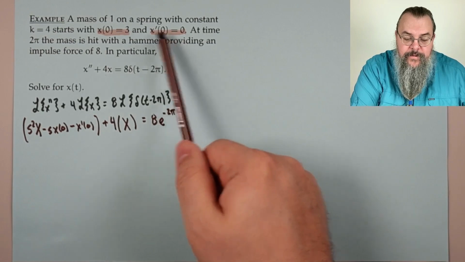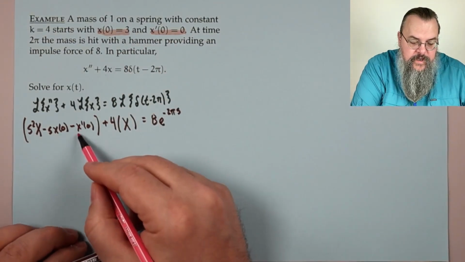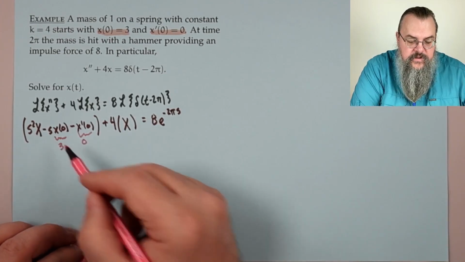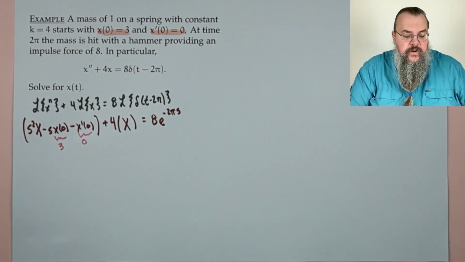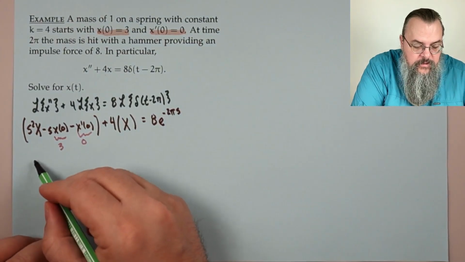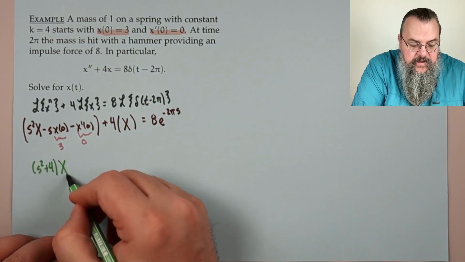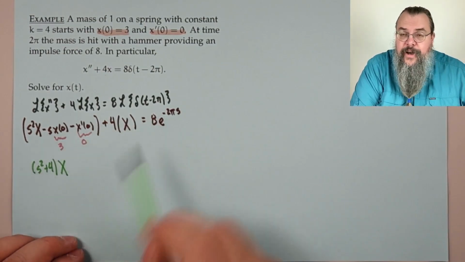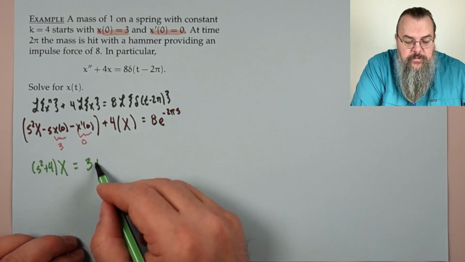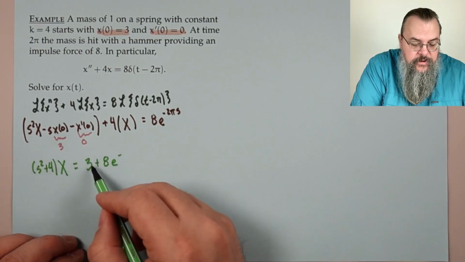All right, good. Well, plug in what we know. We know x prime, we know x(0). So we have that x prime(0) is 0, and x(0) is 3. And so we have the following. We have s squared X plus 4X. We'll move the 3 across to the other side. That's equal to 3s plus 8 e to the minus 2 pi s. Whoops, I said 3s.